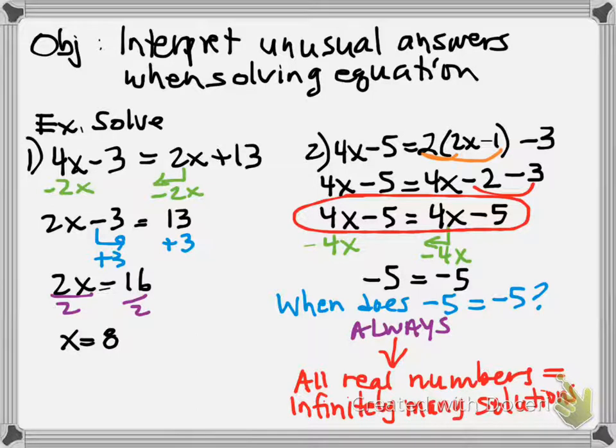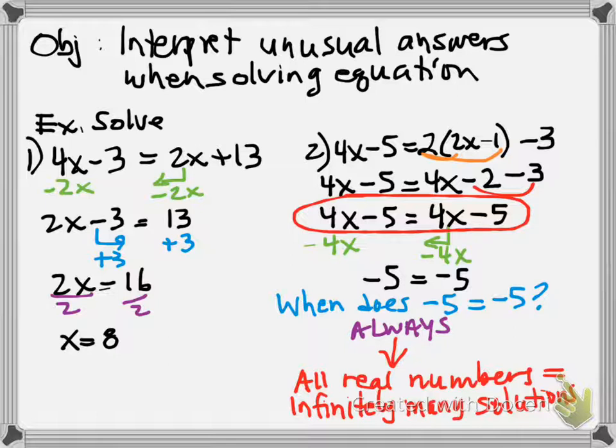Now, we've always said all real numbers when it's been a single number going in. So what number could I put in for x and get something that's true? Any number. So it could be positives, it could be negatives, it could be fractions, it could be decimals, it could be whole numbers. Any number is going to make this equation true.